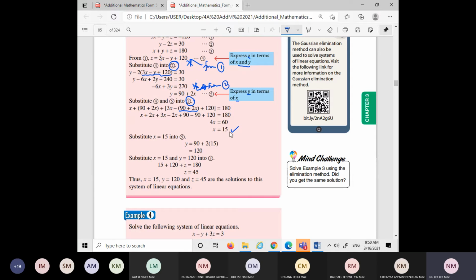When you get x, you substitute back into equation 5 to get the y, and then after that, substitute the x and the y into equation 4 to get the z. Equation 3 can also. You can substitute into equation 4 also, anything to get the z. Then you write the solution.